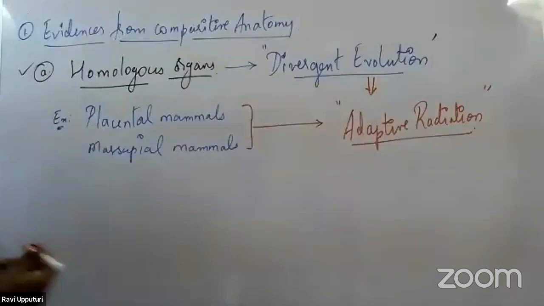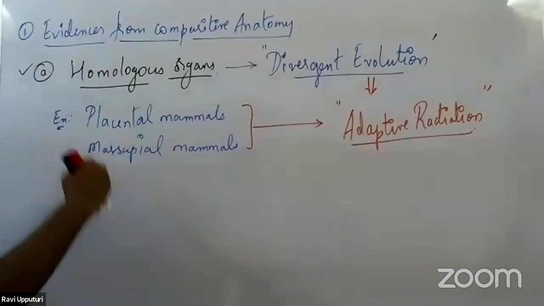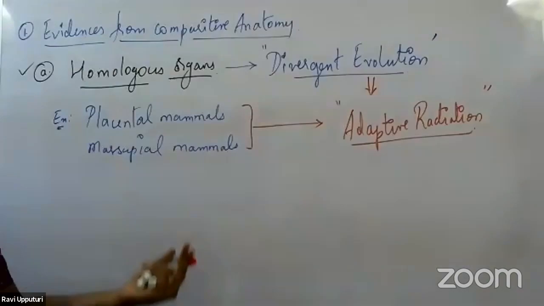Now what are placental mammals? I hope all are familiar with mammals. Placental mammals are the mammals which have placenta. The second one is marsupial mammals. Marsupial mammals are nothing but mammals having a pouch. We call them pouched animals, like the kangaroos. We usually refer to them as Australian marsupials because they are mostly found in Australia.